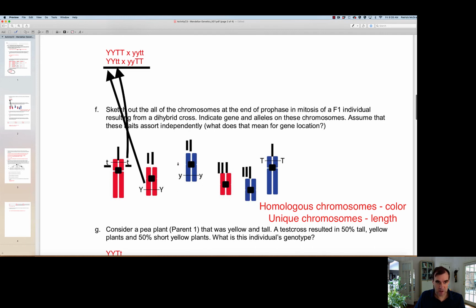And then the opposite, the little y, is blue, and the big T is blue, and that's specified by the cross. So if we did this cross instead, we would have to flip that. So red would contain both capitals and blue would contain both recessive. But because I specified the cross as this, that's basically how we drew this.